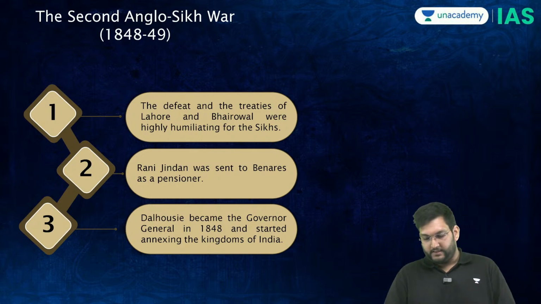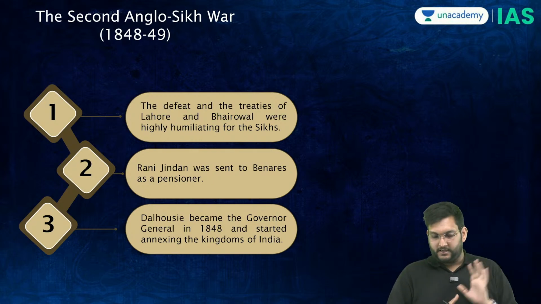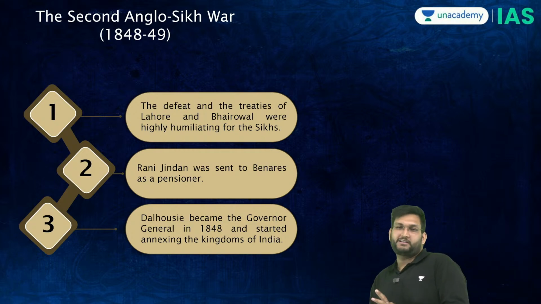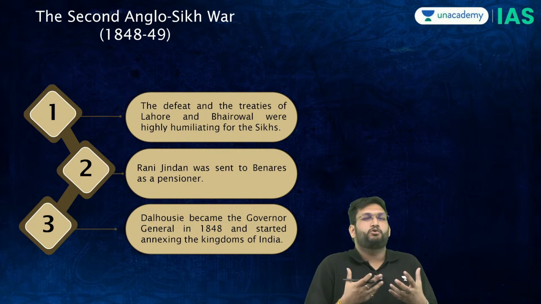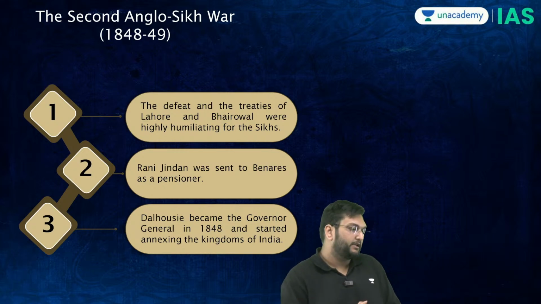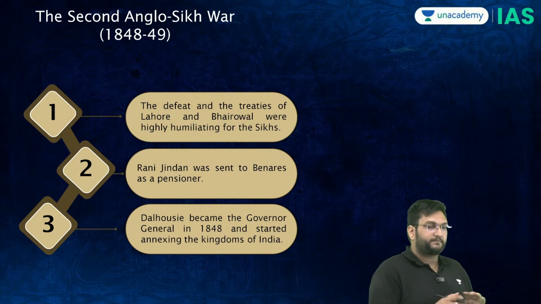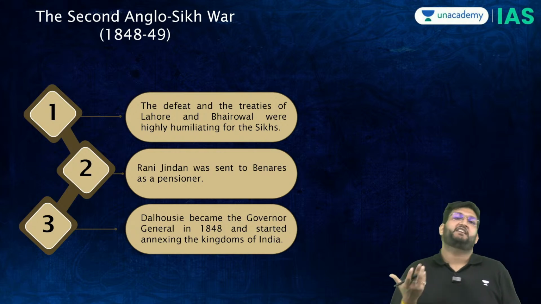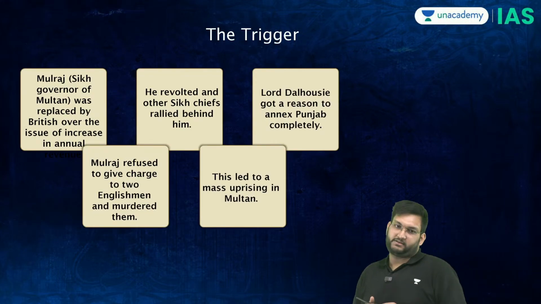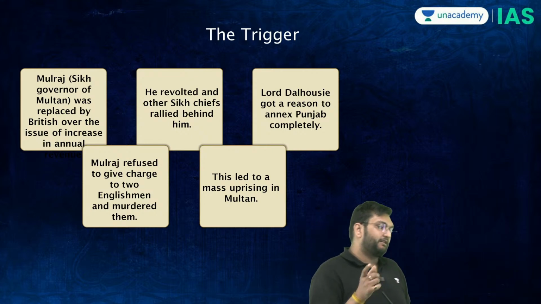Rani Jindan is in Banaras. Dalhousie has now become the Governor General. He is not in the mood to play with the Punjab sector too much. He wants to annex this territory. And this is where he will look for an excuse, and that excuse will come in the form of Mulraj. Mulraj was the governor of Multan.